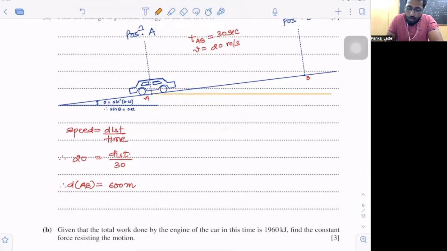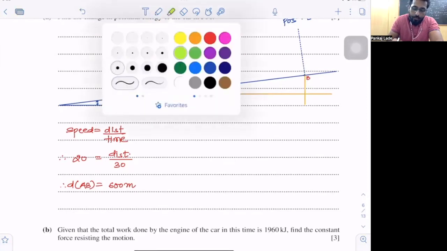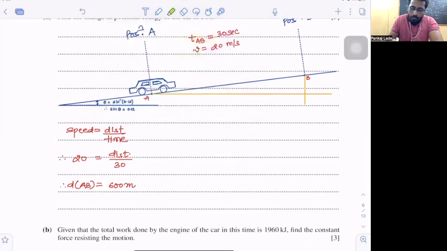It is parallel to the horizontal. Okay, so this line is parallel to the horizontal. And from point B, I draw a vertical line. Let's draw a vertical line from point B. So can you see that both the lines are intersecting each other, and the triangle that is formed over here, you can see the triangle that is formed, isn't it?